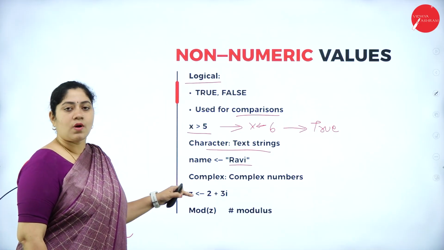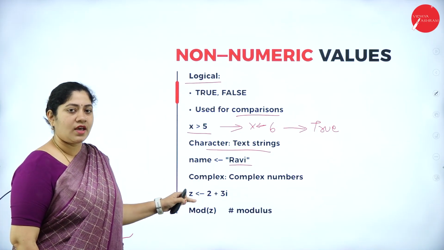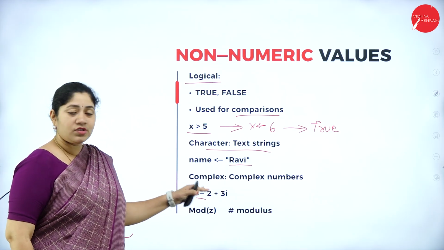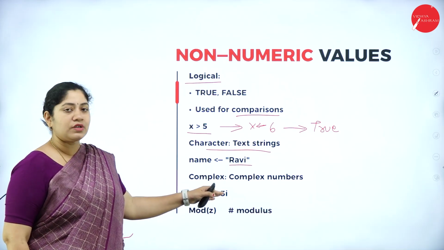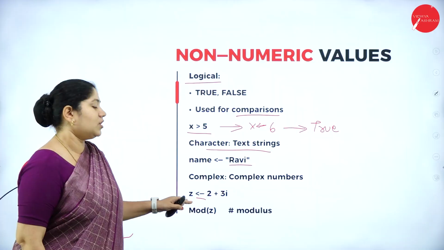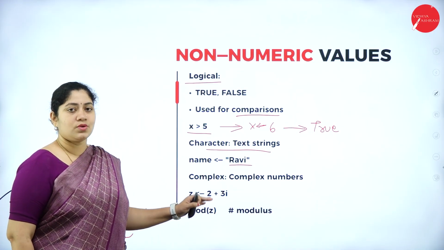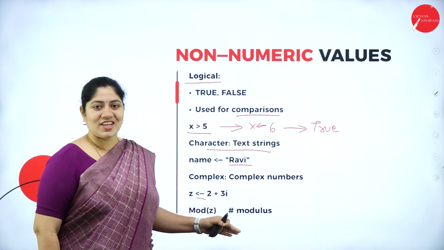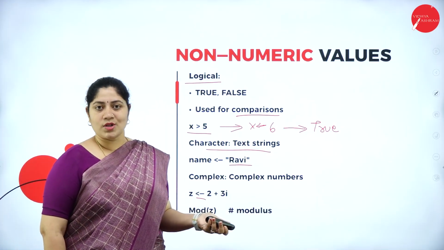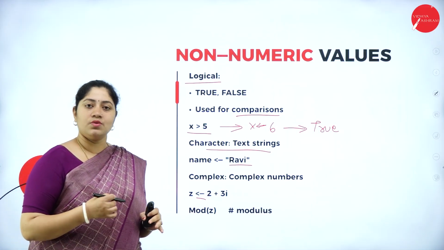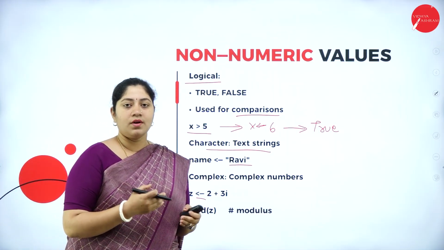Yes, the complex number can be represented as z with an assignment operator. That's done. What's the value? The complex value 2 plus 3i has to be assigned to z. Okay. So now with respect to mod z, what does it indicate? Absolutely, it indicates the modulus value. So these are the different functions which we can utilize according to our requirement.